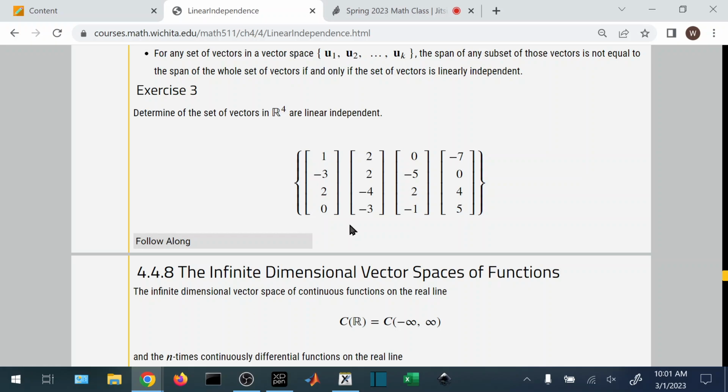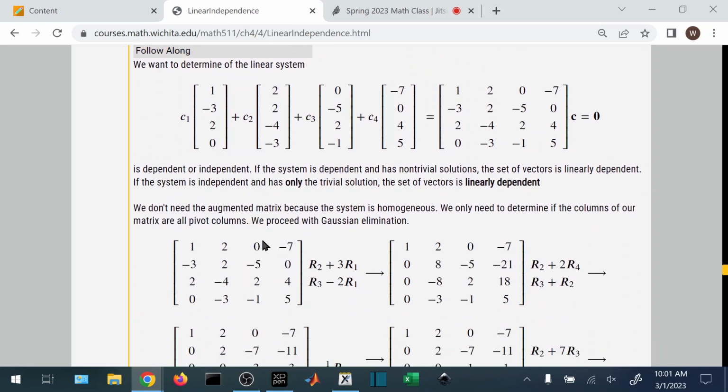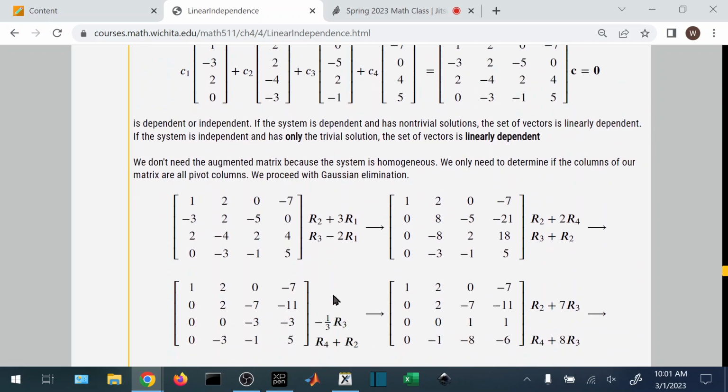In this case, we're not going to interpret the result as trying to solve Ax equals b. We're going to interpret the result as determining whether or not there's a free column at all, to find out whether the vectors are linearly independent or linearly dependent. And here it is. You don't have to write all these steps. You can go straight to the matrix here and then start reducing it.